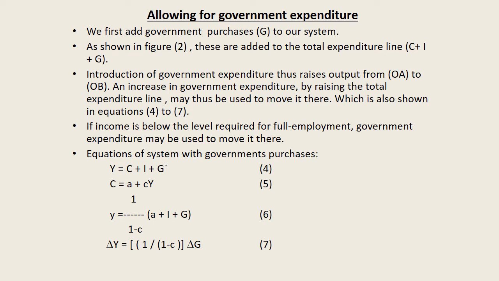Unlike the first case in which the government is absent, where the total expenditure line has only C plus I, the introduction of government expenditure thus raises output from OA to OB. An increase in government expenditure, by raising the total expenditure line, may thus be used to move income there, which is also shown in equations 4 to 7.